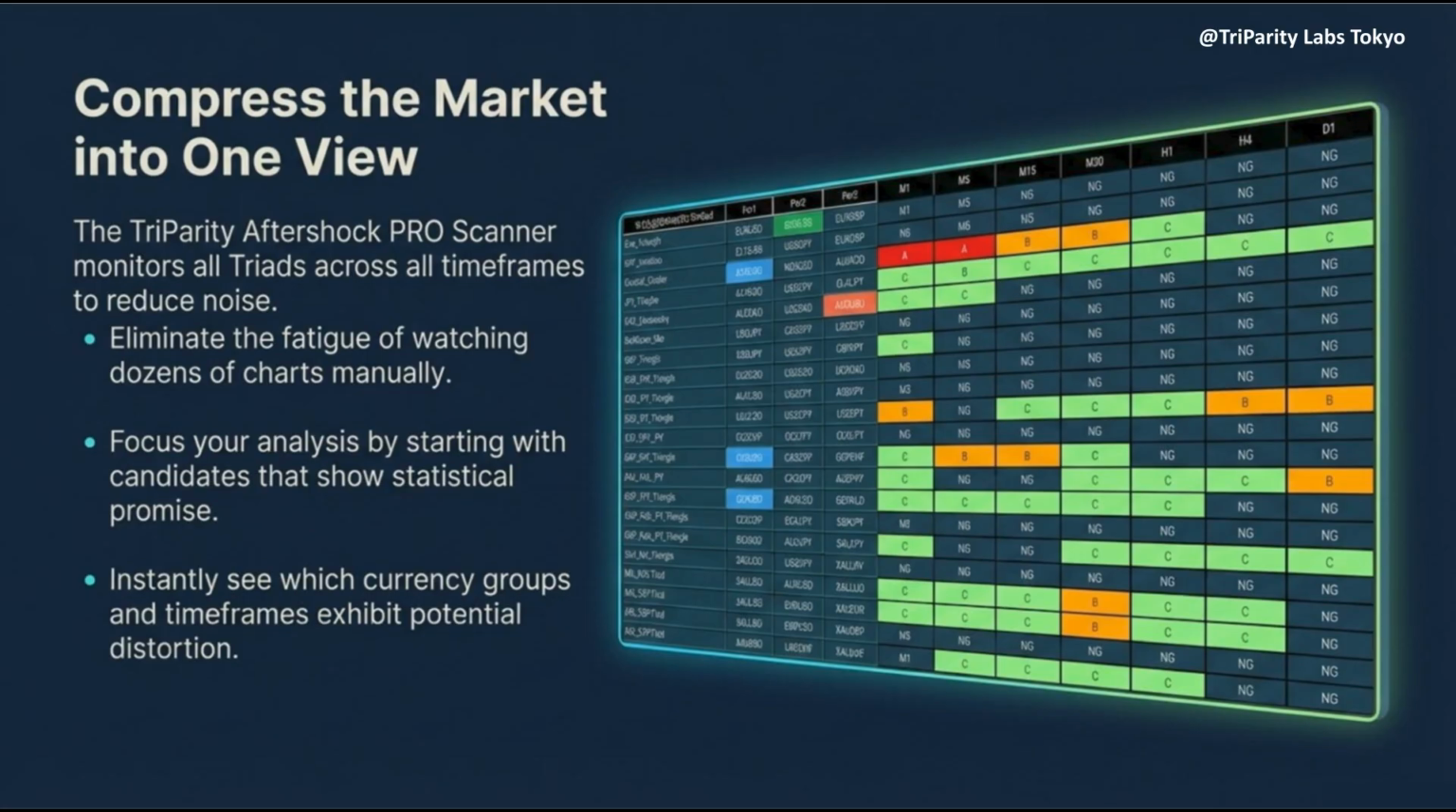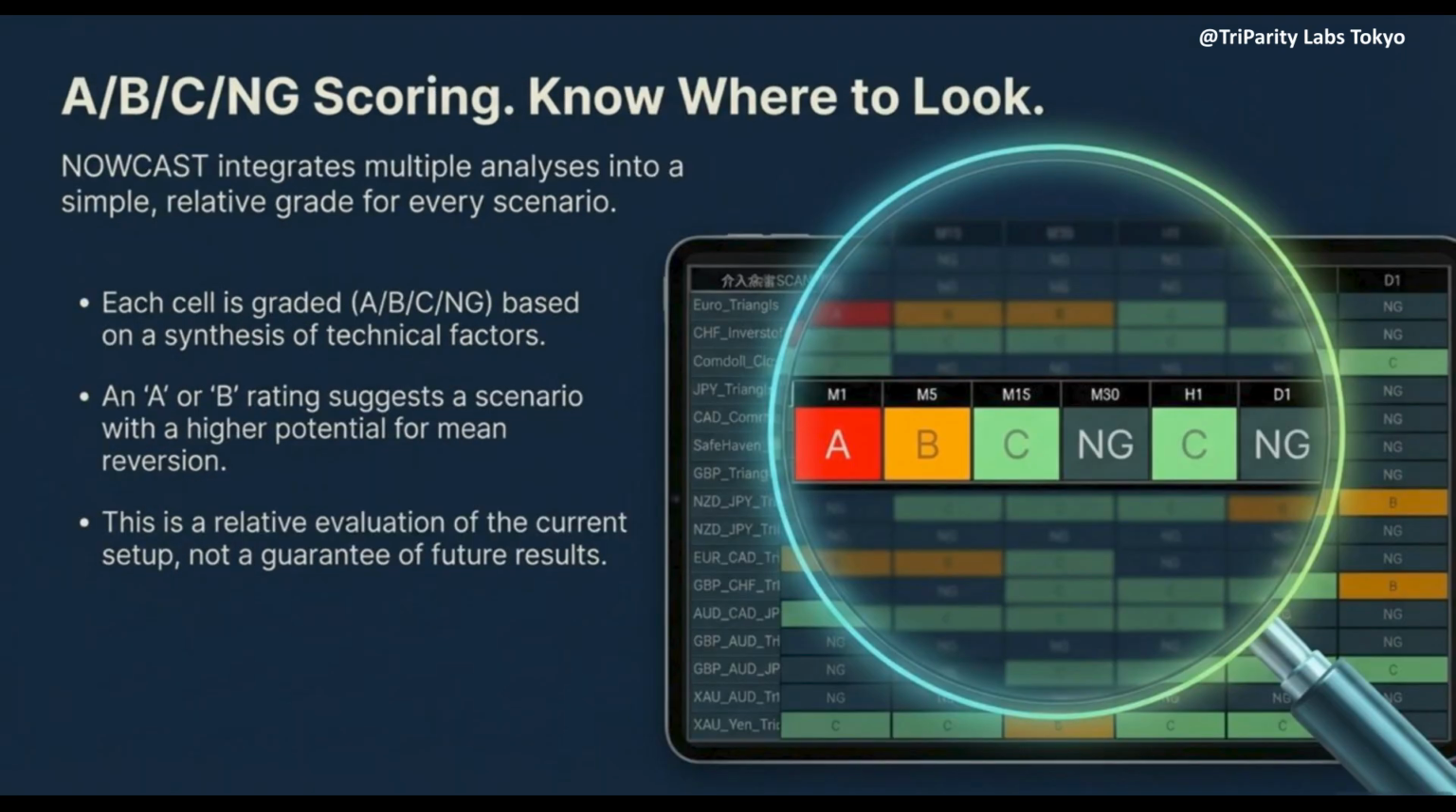It cuts down on that screen time fatigue and lets you zero in only on the setups that actually have some statistical promise. And here's how it tells you where to look. There's this feature called Nowcast. And what it does is it takes all this complex technical analysis and boils it down to a simple letter grade: A, B, C, or NG for no grade.